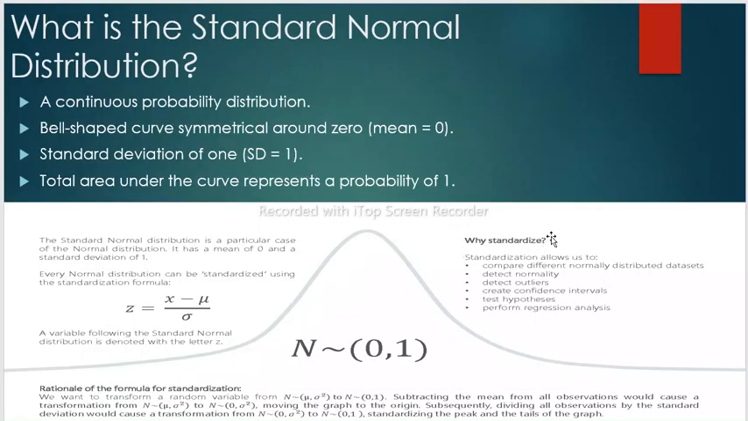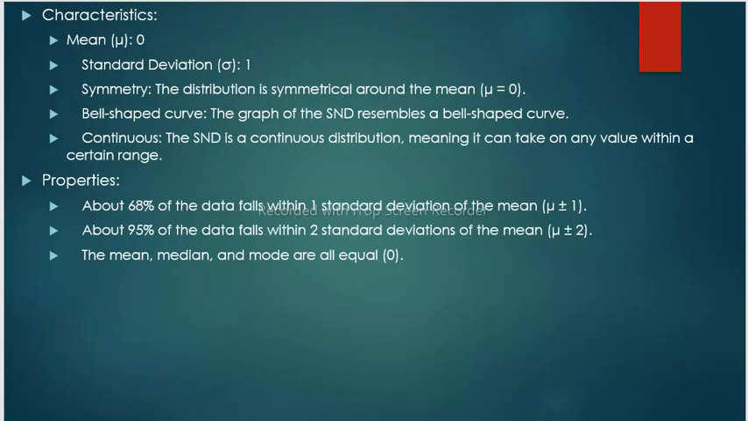So the question arises, why standardize? Standardization allows us to compare different normally distributed datasets, detect normality, detect outliers, create confidence intervals, test hypotheses, and perform regression analysis. So, characteristics: mean mu is equal to 0, standard deviation is equal to 1, it has symmetry, it is a bell-shaped curve, and it is continuous. Properties: about 68% of the data falls within the first standard deviation of the mean, 95% of the data falls within the second standard deviation of the mean. The mean, median, and mode are all equal.